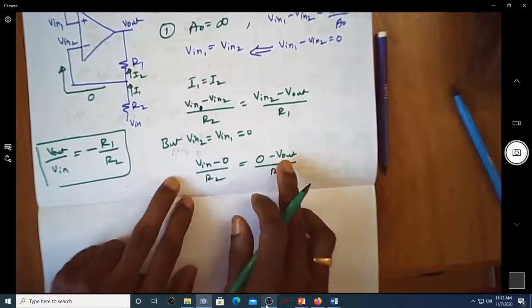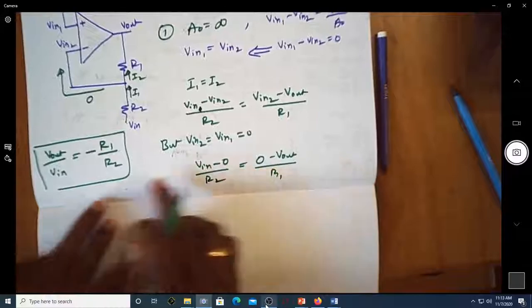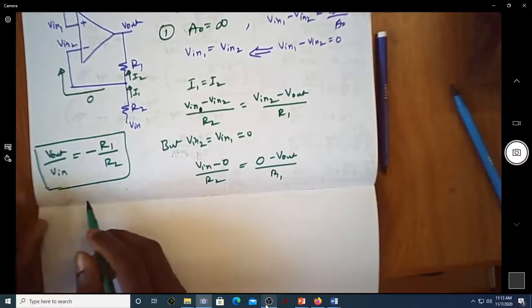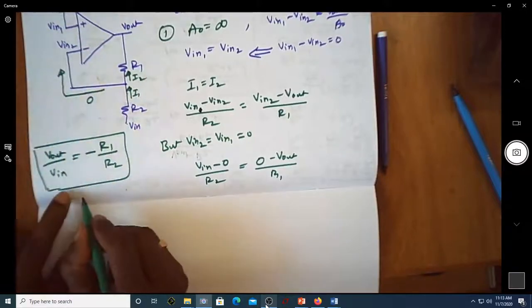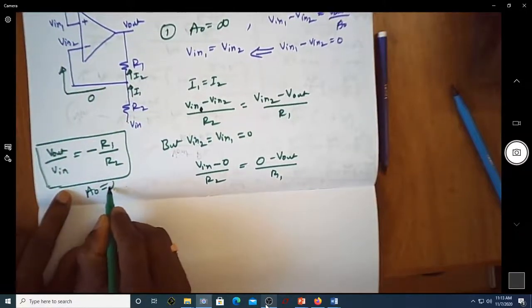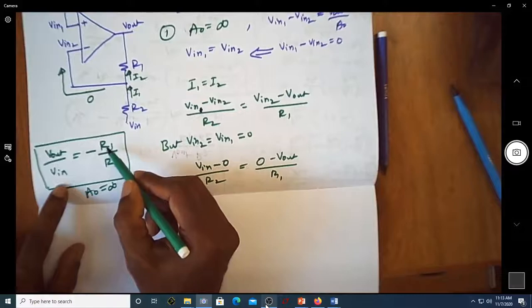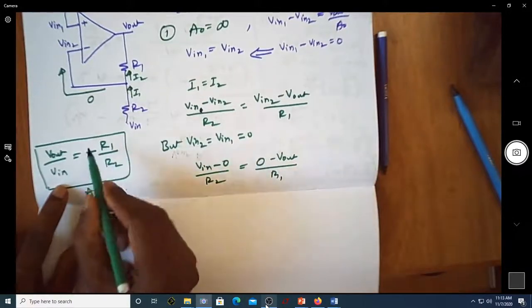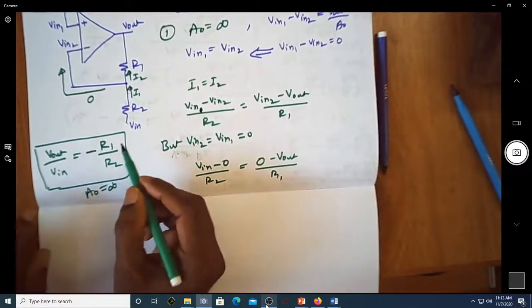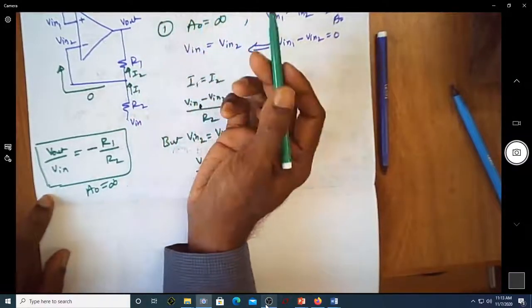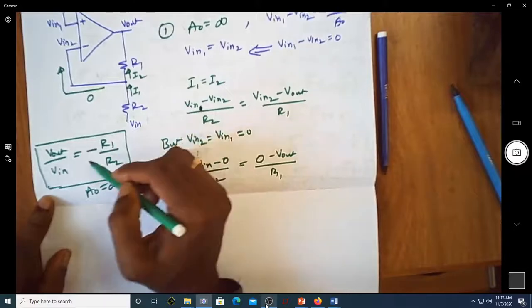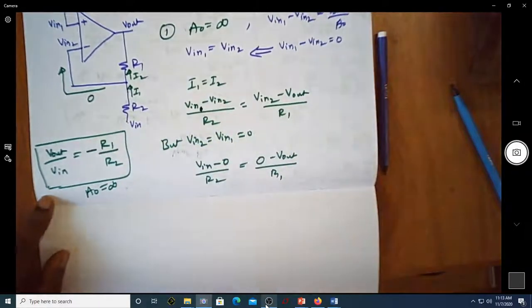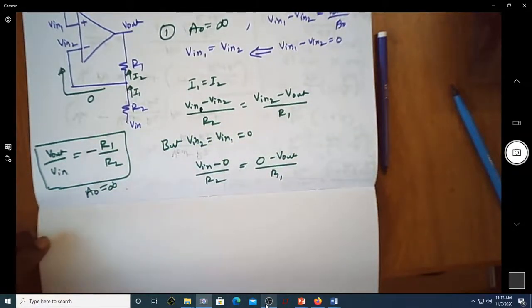The gain of this operational amplifier, with A0 considered as infinity, will reduce to minus R1 by R2. This minus indicates that the output is always out of phase with the input. There is a phase difference of 180 degrees, that's why it is minus here. So minus R1 by R2.